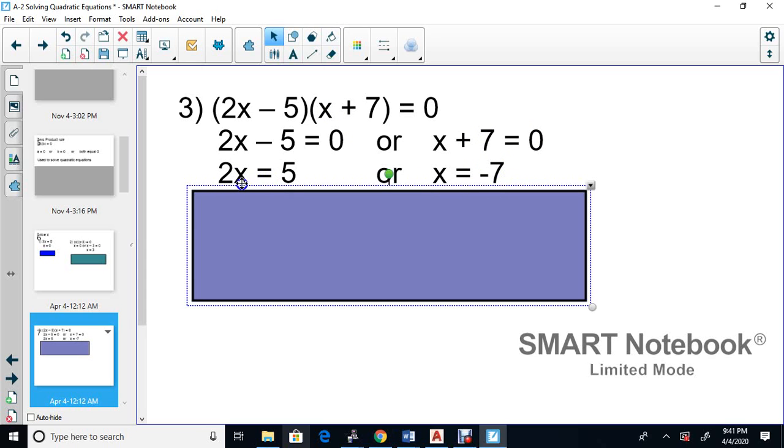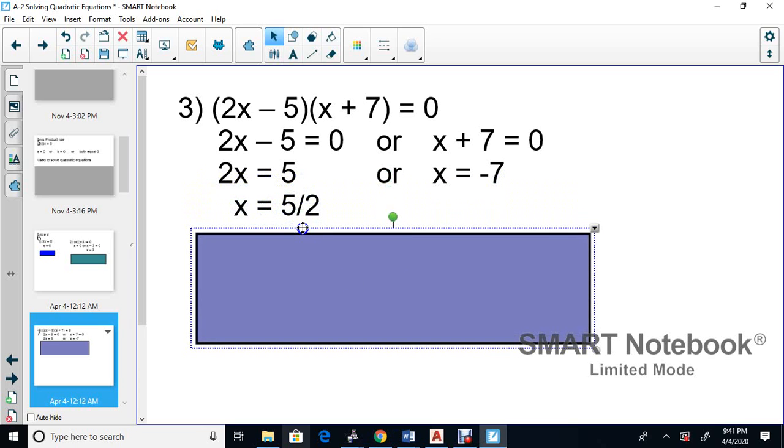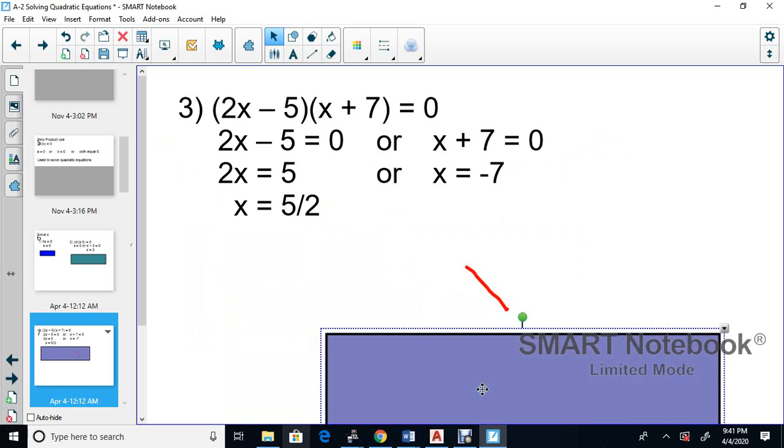And then over here, if 2x equals 5, then we have to divide both sides by 2, and we get x equal to 5 over 2. If you didn't see what I just did there, I'll show you here with this nice marker with the red that I have here.